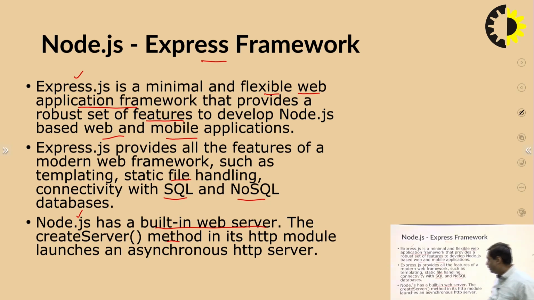Now it uses the create server method in its HTTP module to launch any asynchronous HTTP server. As I discussed in my lecture 1, Node.js basically works with an asynchronous programming approach, and it is web server based. So with the help of this method you can create the server, which is an HTTP server, on which you can run any web application.